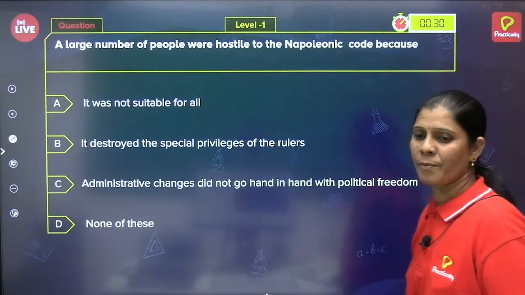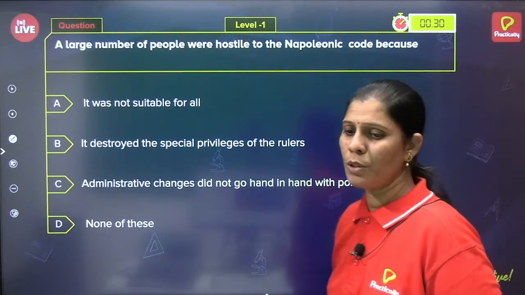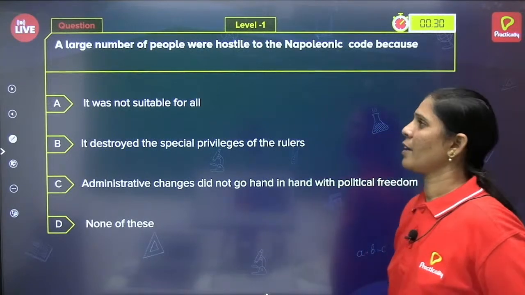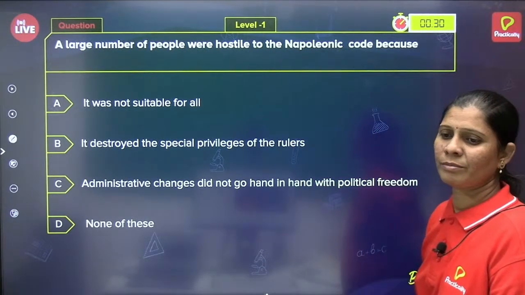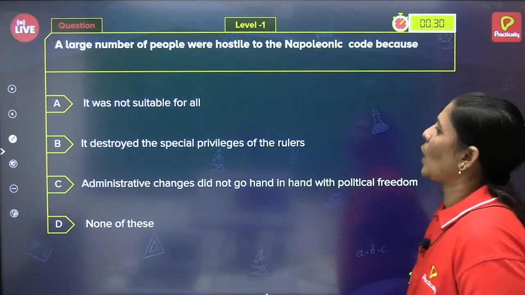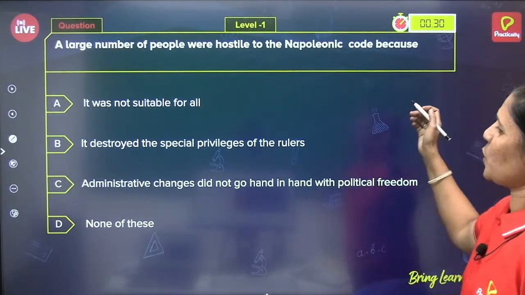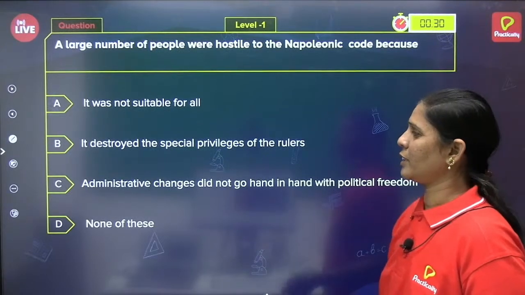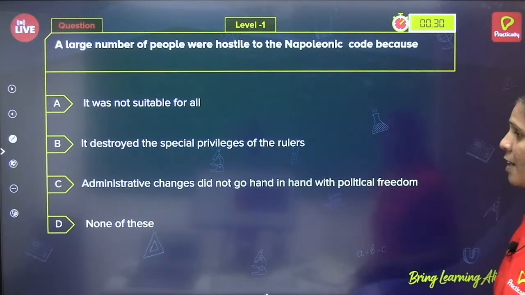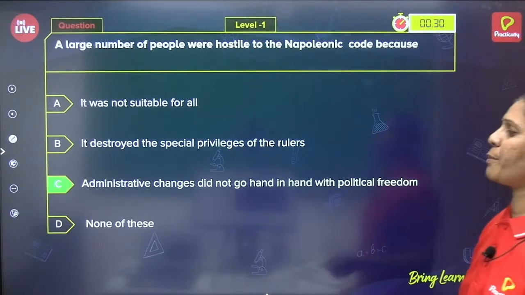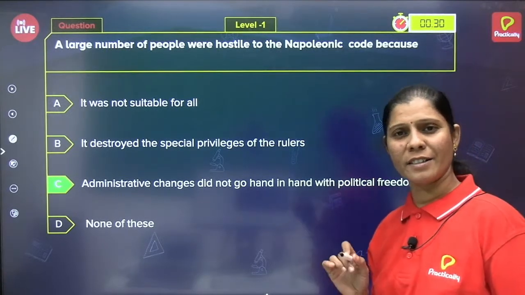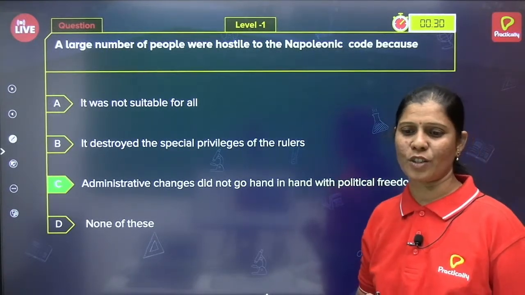Can you guess? Yes, Srinivas Goud? What's your doubt? You can text me. Yes. Okay, so you can have a look. Your answer is that administrative changes did not go hand in hand with political freedom. This will be the right answer, children.